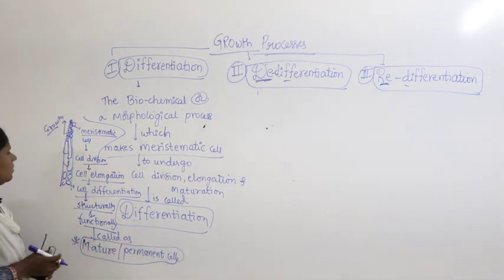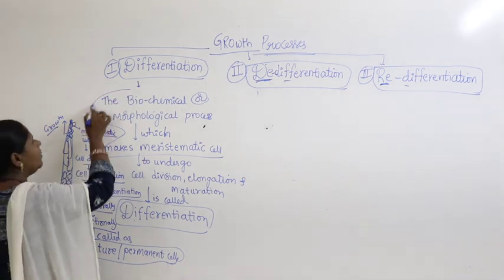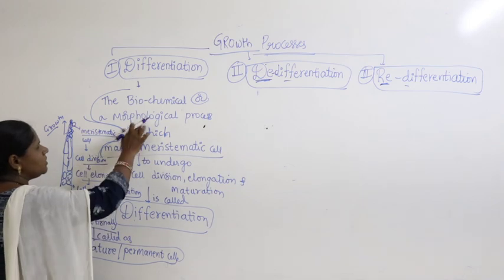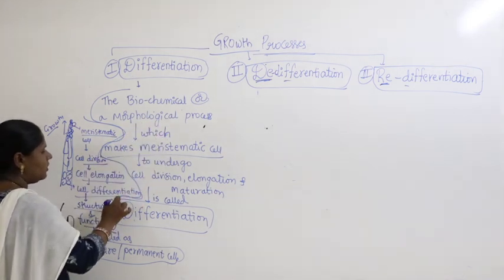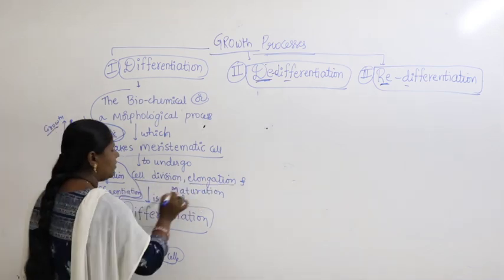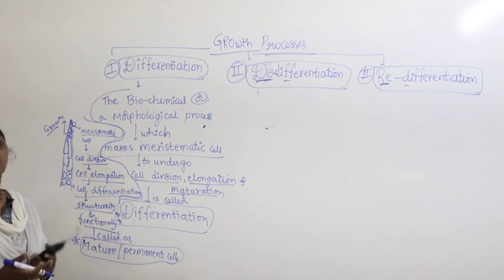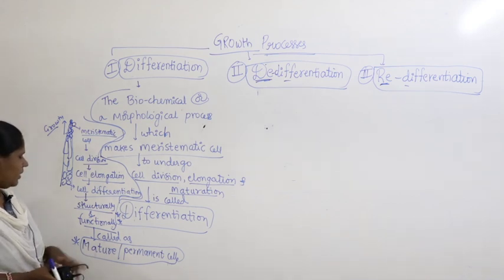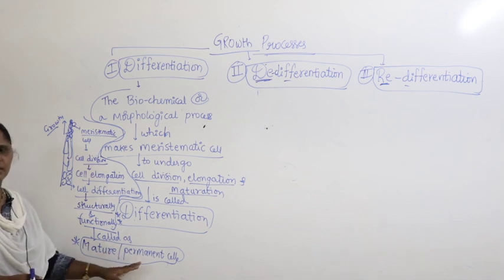Alright. So here what's happening? Here biochemical and morphological changes make the meristematic cell undergo cell division, cell elongation and maturation, which itself is called the phenomenon called differentiation. So finally we can see formation of mature cells or permanent cells.